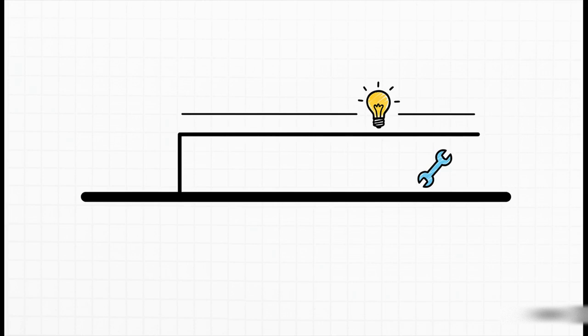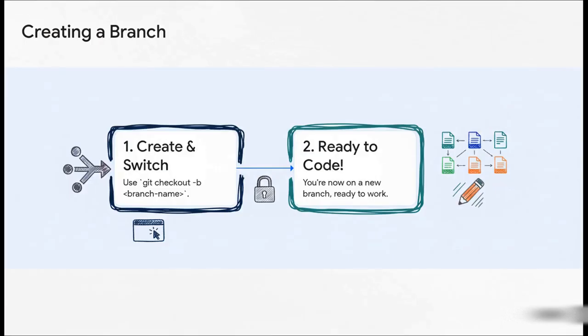A branch is kind of like creating a parallel universe for your code. It lets you go off and work on a new feature or fix a bug in a totally safe, isolated space without any risk of breaking the main stable version of the project. And creating one of these parallel universes, it's ridiculously easy. The command git checkout -b, and then whatever you want to call your branch, does everything at once. It creates the new branch, and poof, it switches you right over to it. You're now in your own little sandbox, ready to code.